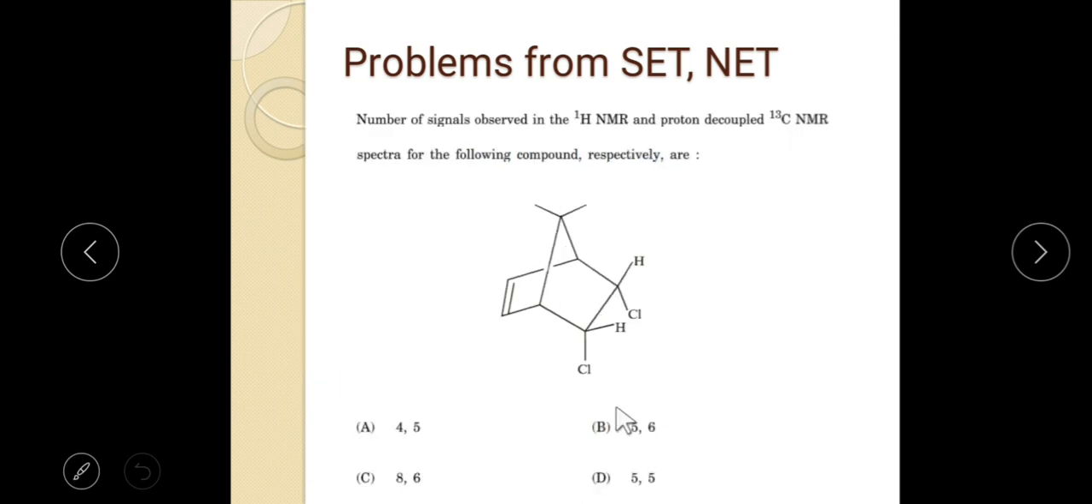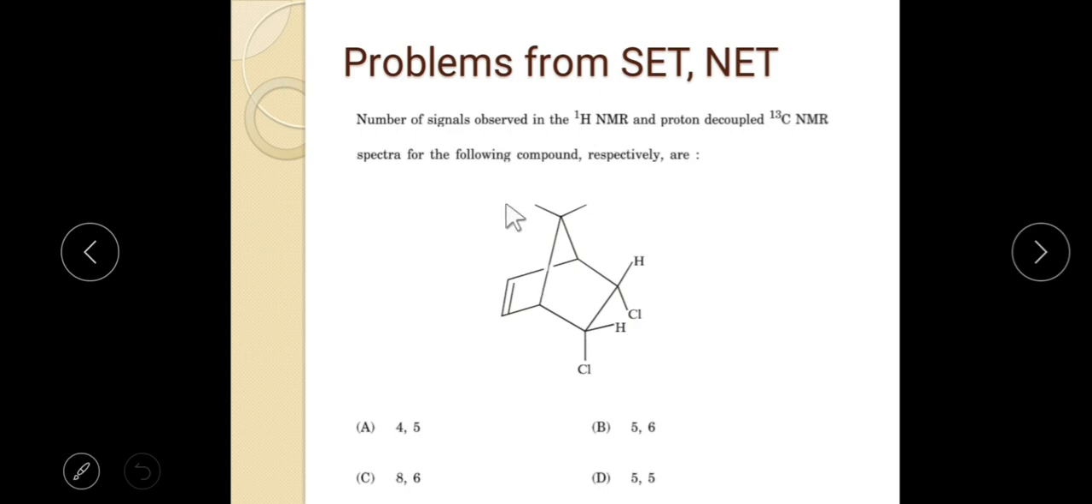So can you calculate the protons for this molecule? We have 1, 2, 3, 4 and 5. This also has 5 signals in H1 NMR spectroscopy. Now you can count the C13 signals also, because we have 5 in both the options. So B or D may be the correct option. So let's count the carbons also. 1, 2, 3, 4, 5 and 6. We have 6 different carbon signals in this molecule. So option number B is the correct option for this problem.